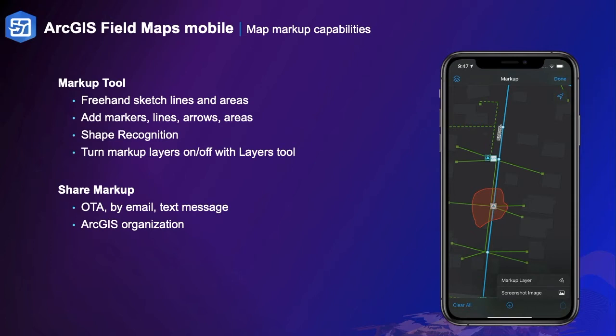Now, one of the key powers of Markup is being able to not only mark up for yourself and keeping those markups as personal notes, but you can also share those markup elements with others in your organization. So you could share what we call over-the-air or OTA by Bluetooth, by other mechanisms that the device provides, but you could also email it or text that markup to others in your organization so they could pull your notes onto their device and look at them.